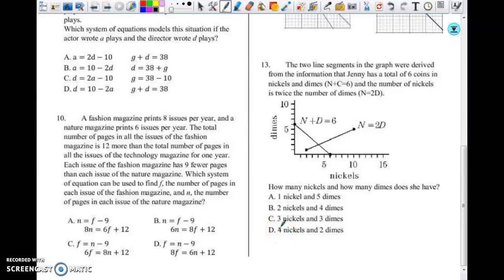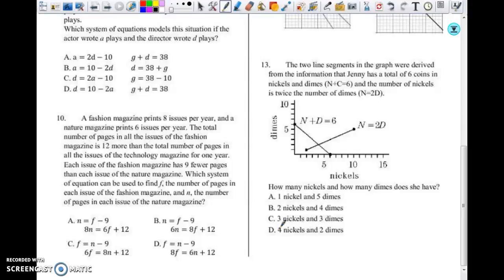Alright, so the last video is going to be 10 through 13. So 10 is kind of long, right? So we're just going to have to break it up a little bit and try to eliminate and make the most sense of it as we can. So again, we use our answer choices to help us.